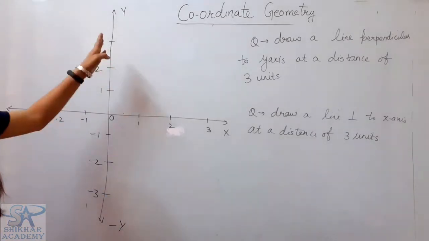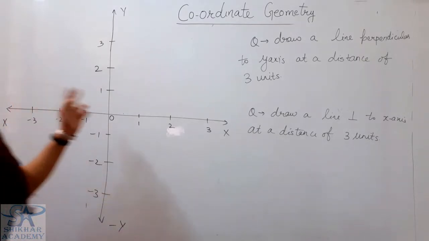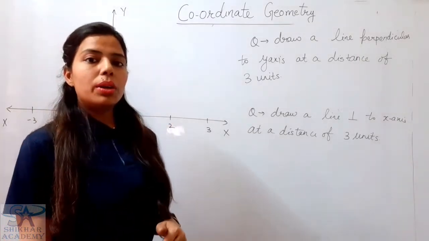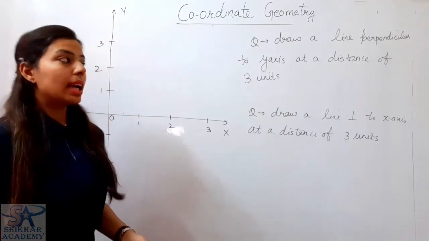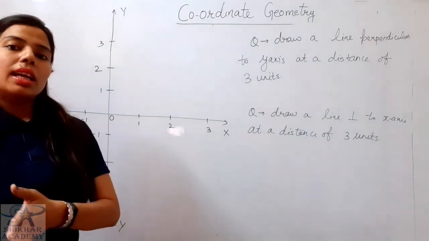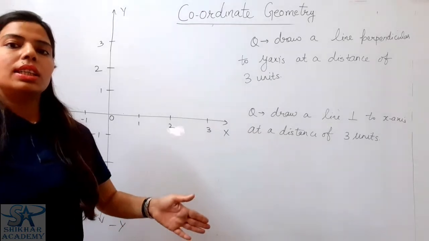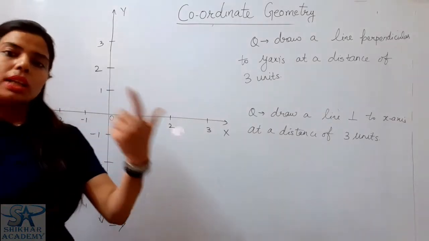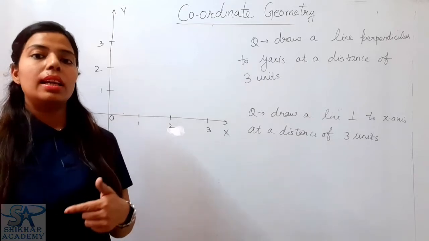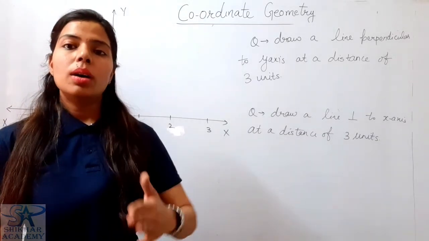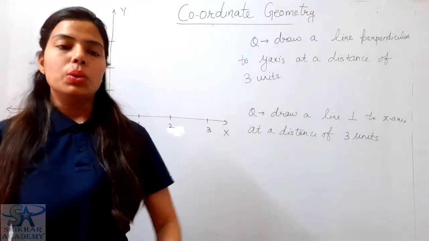So again I have the plane. Now my question has changed from the earlier question where I was asked to draw a line which is parallel. If it is parallel to the y-axis, then it will pass through the x-axis. If it is parallel to the x-axis, then it will pass through the y-axis. मतलब in case of parallel, जब हम draw करते हैं तो हम opposite से pass होती है.